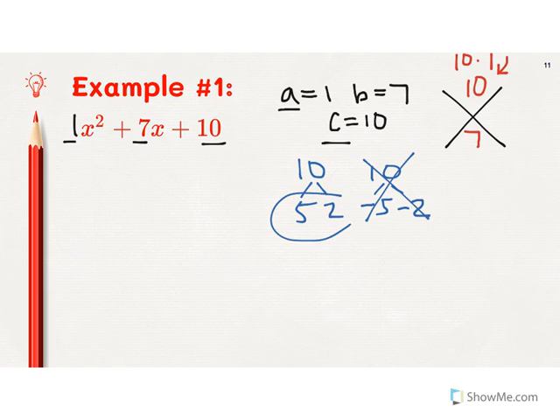So I'm going to go ahead and use those numbers, 5 and 2. Just double check, 5 times 2 is 10, perfect. 5 plus 2 is 7. Awesome, we found my new B values. So now my next step is to go ahead and rewrite that. I'm going to go through and rewrite our polynomial.